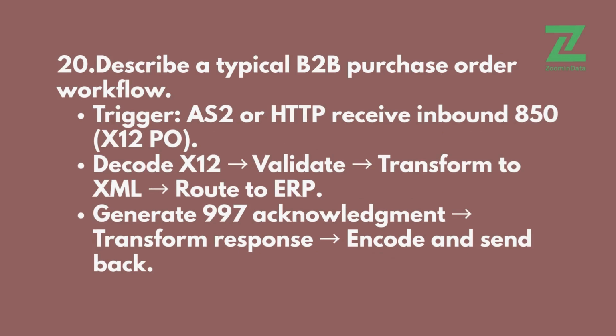Describe a typical B2B purchase order workflow. Trigger: AS2 or HTTP receive inbound 850 X12 PO. Decode X12. Validate. Transform to XML. Route to ERP. Generate 997 acknowledgement. Transform response. Encode and send back.